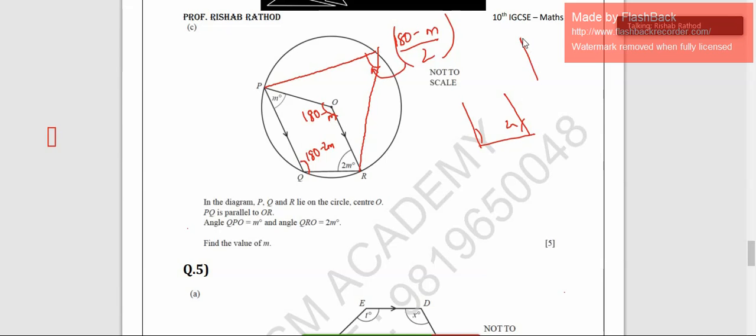They form the letter C. Letter C means this and this become supplementary. So this is M, so this has to be 180 minus M. This is 180 minus M divided by 2. Now when I add both, this becomes a cyclic quadrilateral. 180 minus M divided by 2 plus 180 minus 2M is equal to 180 degrees.